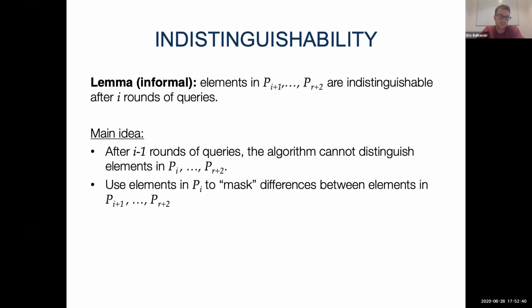The main idea to construct a function that satisfies this lemma is the following. Let's say that after i-1 rounds of queries, the algorithm cannot distinguish elements in P_i through P_{R+2}. What we will do is use the elements in part P_i to mask or hide the difference between elements in P_{i+1} through P_{R+2} in the queries at round i, so that after these queries at round i, the elements in P_{i+1} through P_{R+2} are indistinguishable to the algorithm.